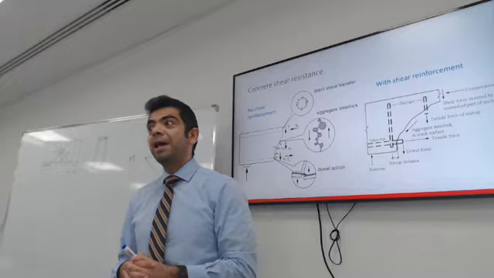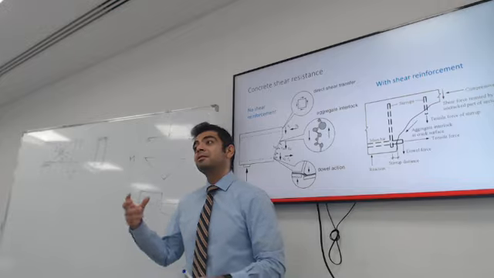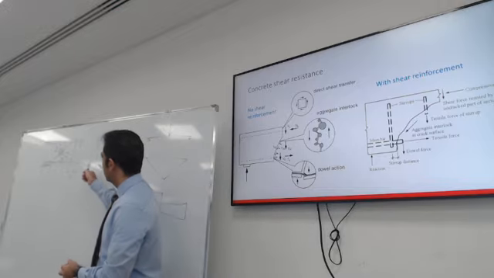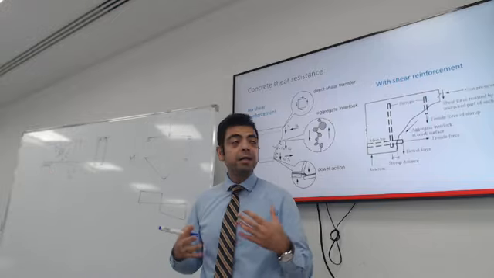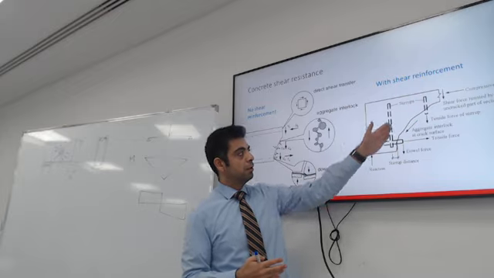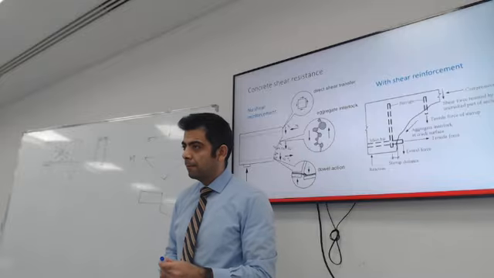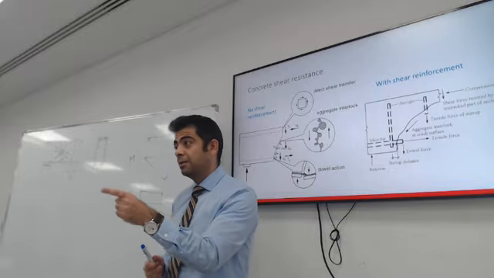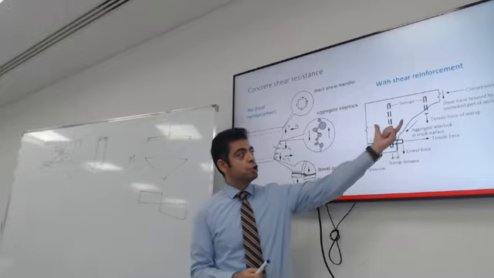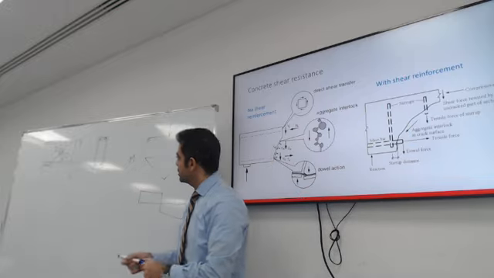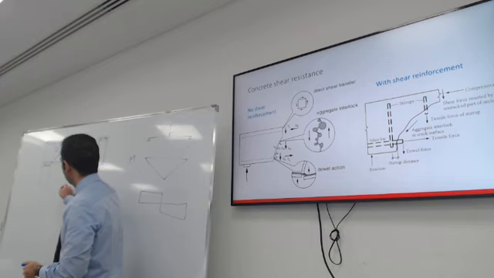Can I get you to guess? How do you increase the steel for the shear reinforcement? If I need more steel, how do I provide more steel for the stirrups? Yes, you can increase the number of stirrups by using smaller spacing. So the first thing is you control the spacing.